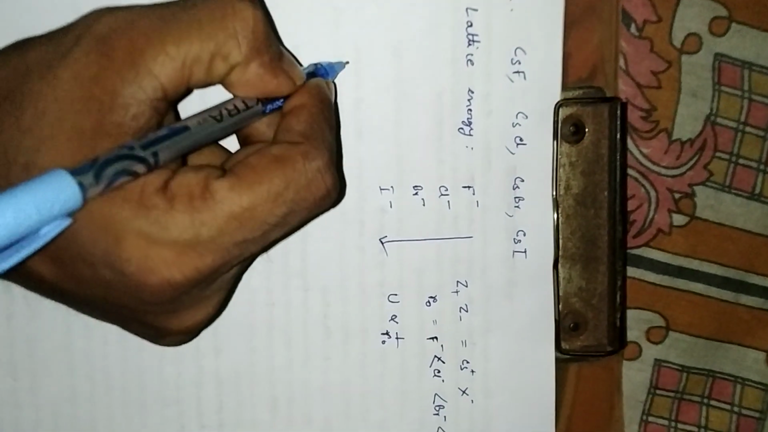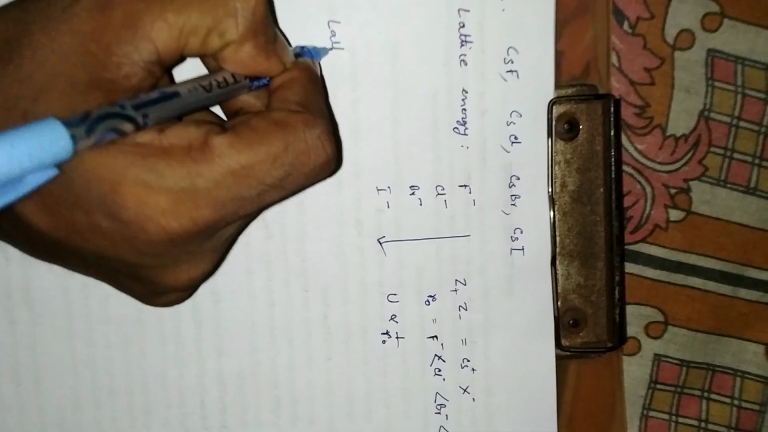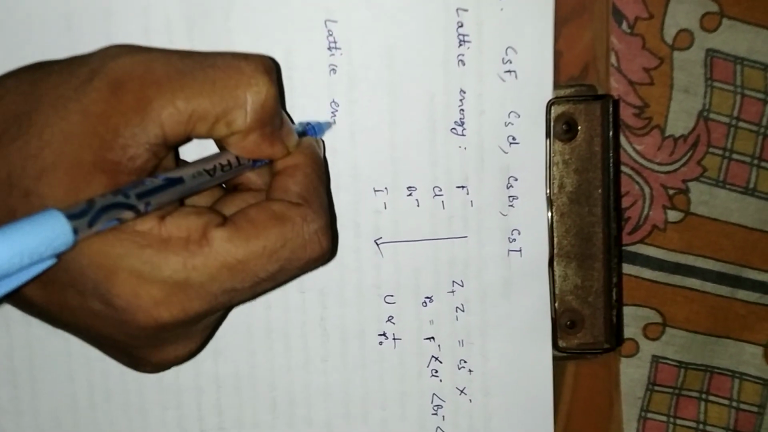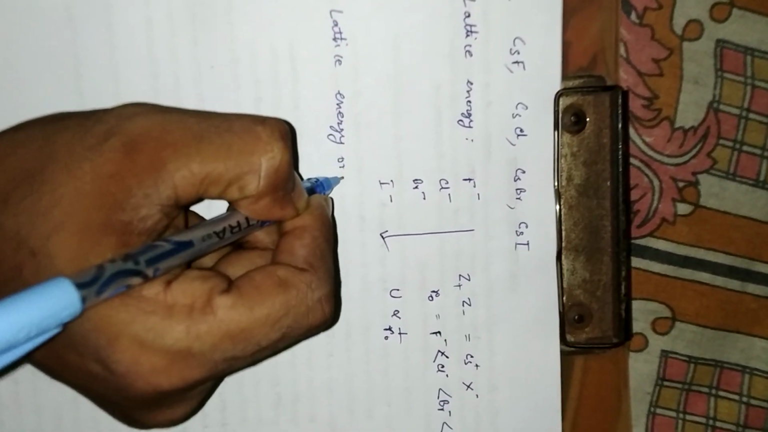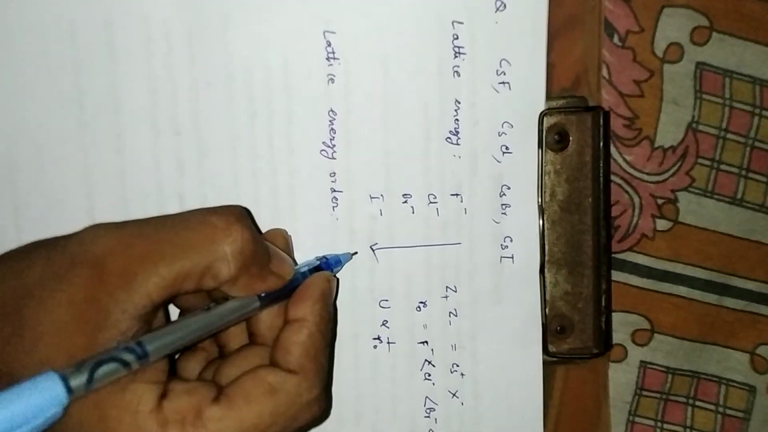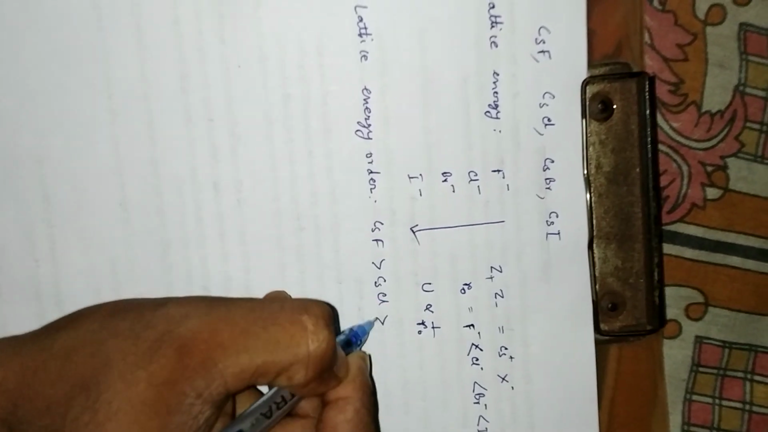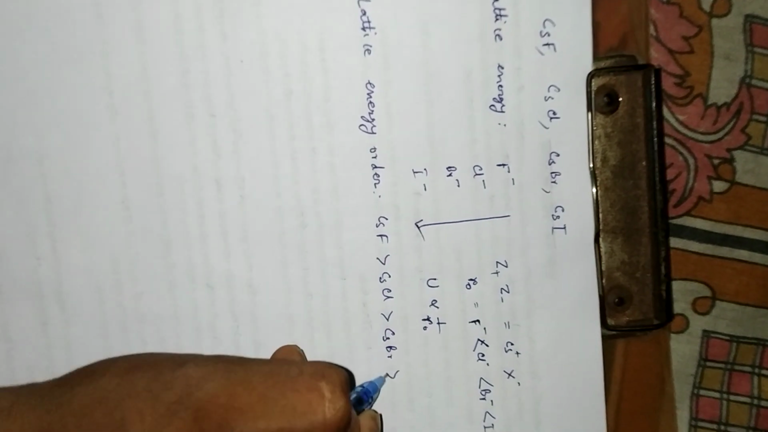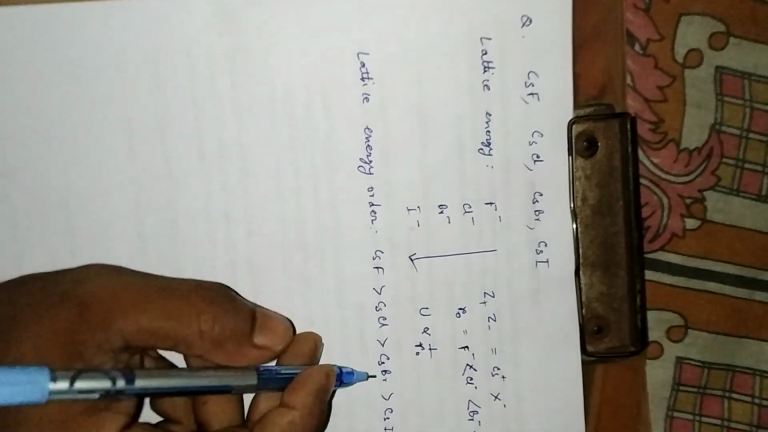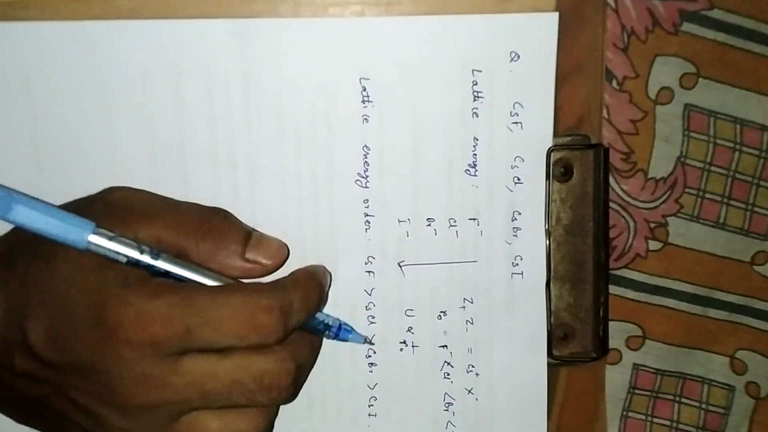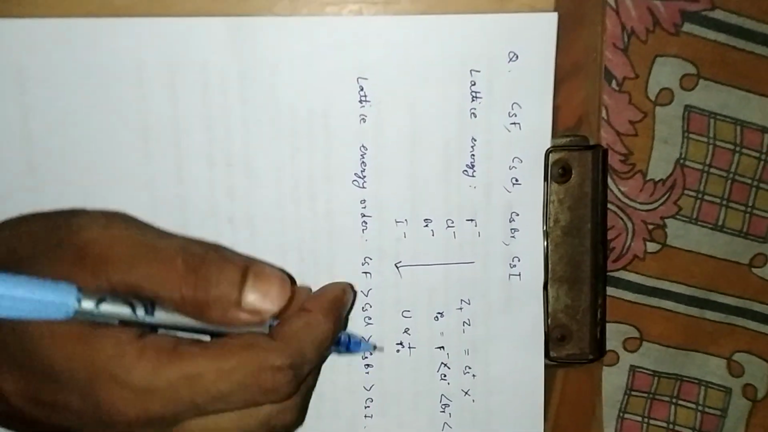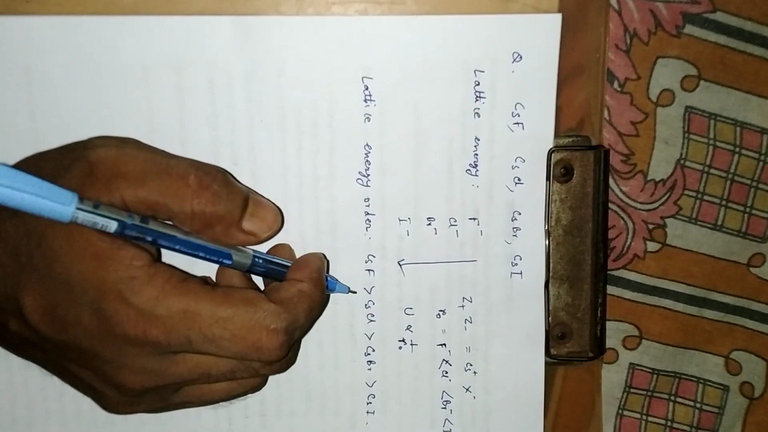So the correct lattice energy order will be cesium fluoride, cesium chloride, cesium bromide, cesium iodide. Questions will also come from the group 1 elements, generally group 1, group 2 and group 3 elements.